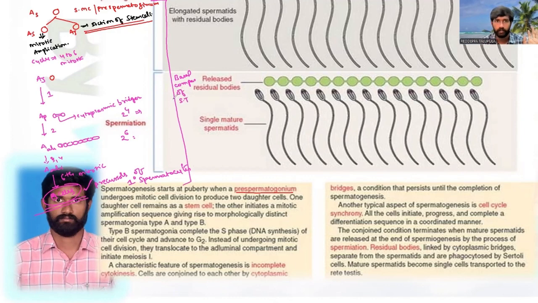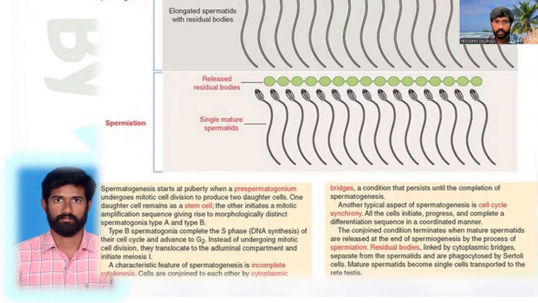Now, I will show the diagram. Before that, have a read. Spermatogenesis starts at puberty when a pre-spermatogonium undergoes mitotic cell division to produce two daughter cells. One daughter cell will remain as the stem cell, and the other initiates the mitotic amplification, which gives rise to morphologically different spermatogonium type A and type B. Type B completes the... See, very important thing. What will be type B?